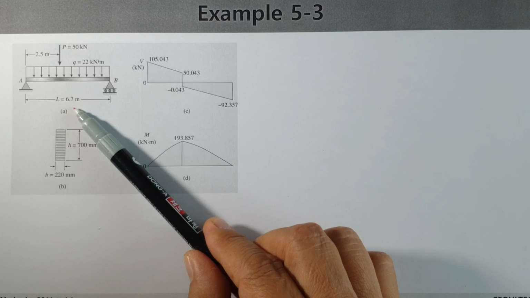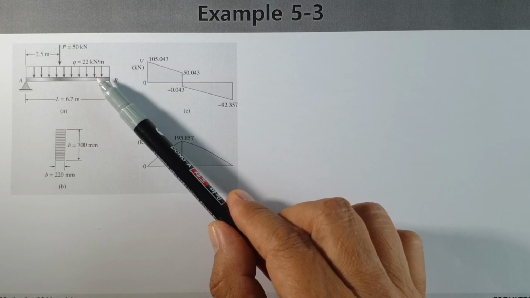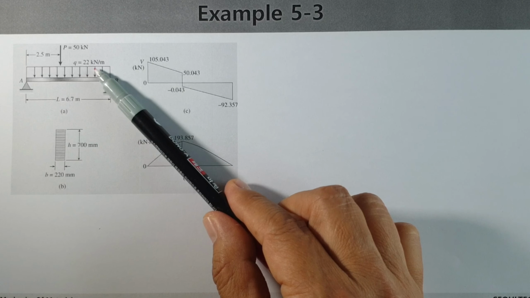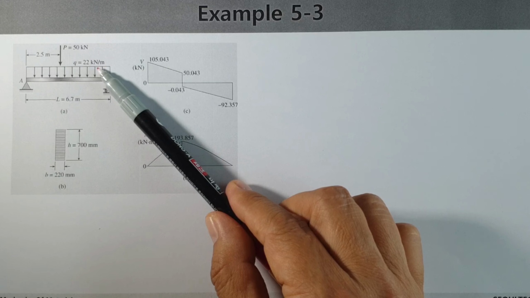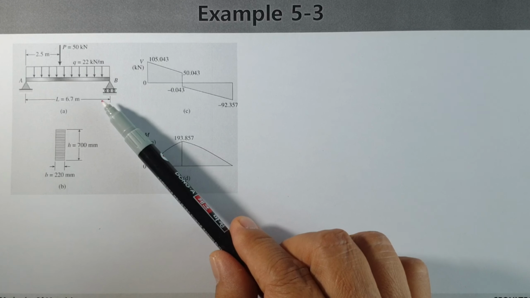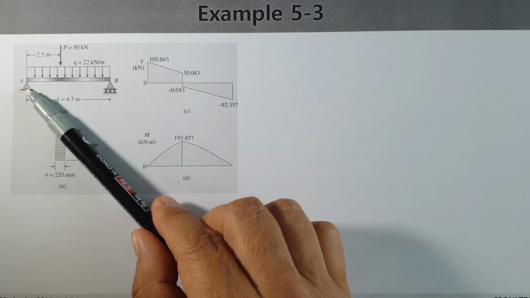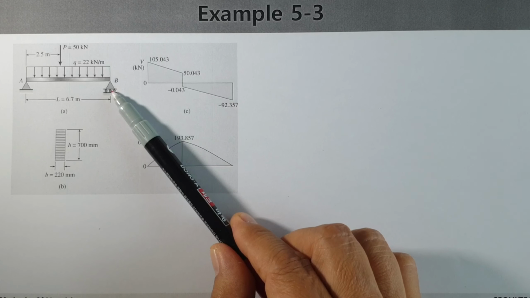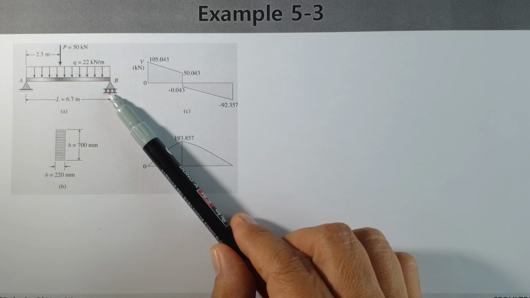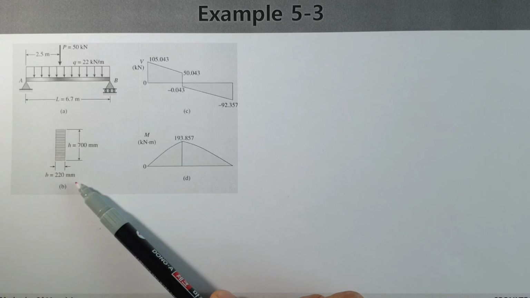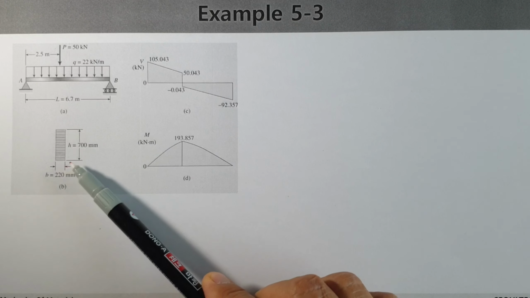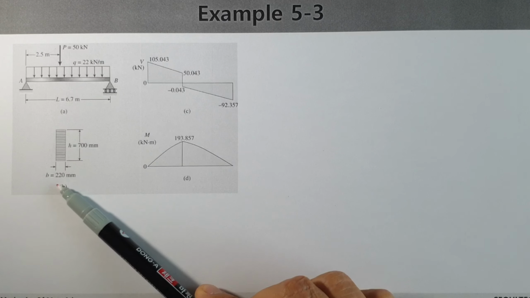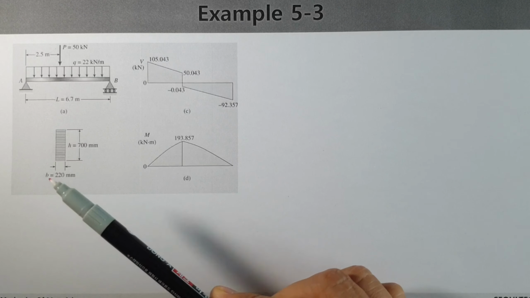6.7 meters. Okay, and we have another distributed load. Load intensity is 22 kilonewton per meter. This beam is supported on the left side by a hinge, and on the right side by a roller. This is the kind of beam we have, and the cross section of the beam is like this one, and the height H is 700 millimeters, and the width B is 220 millimeters.